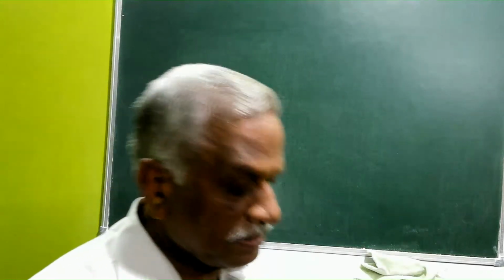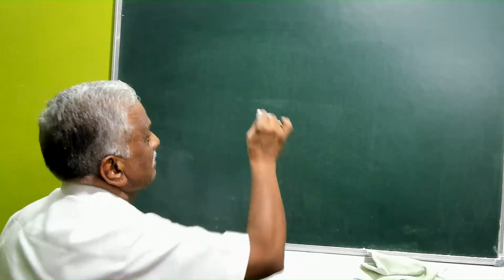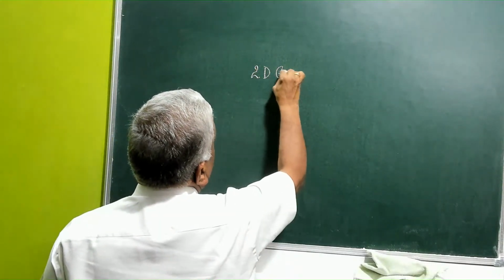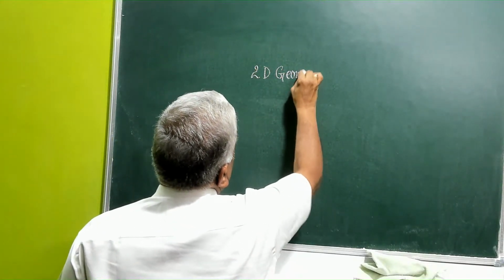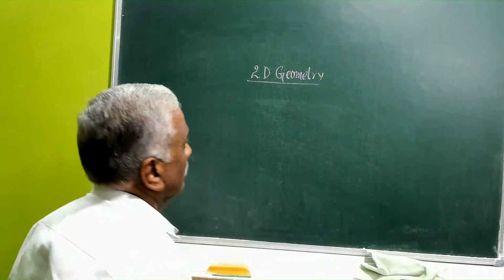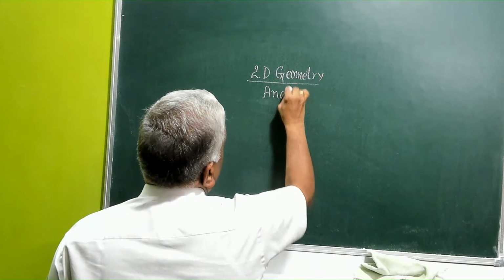So with that, we have completed the binomial theorem and permutation combinations. What next class I will be taking up is 2D geometry, not 3D, 2D geometry. That is nothing but what you have studied in first PUC, analytical geometry.